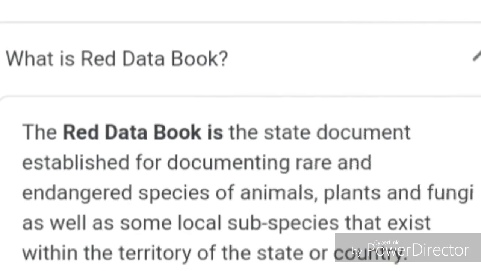Now let us learn about the IUCN Red Data Book. The Red Data Book is the state document established for documenting rare and endangered species of animals, plants, and fungi, as well as some local subspecies that exist within the territory of the state or country.